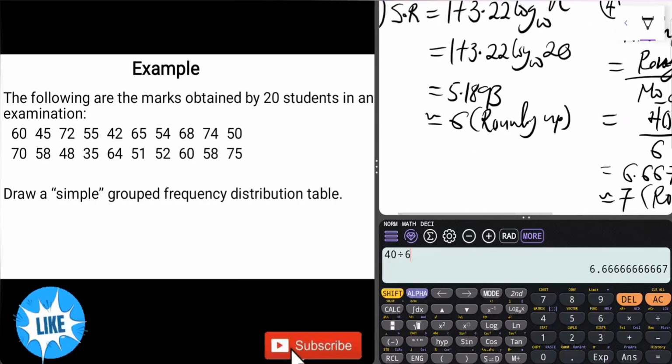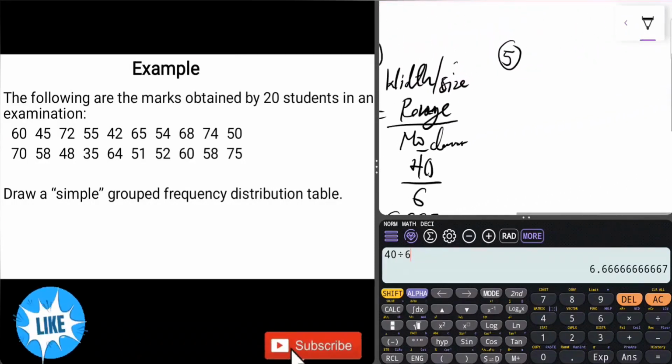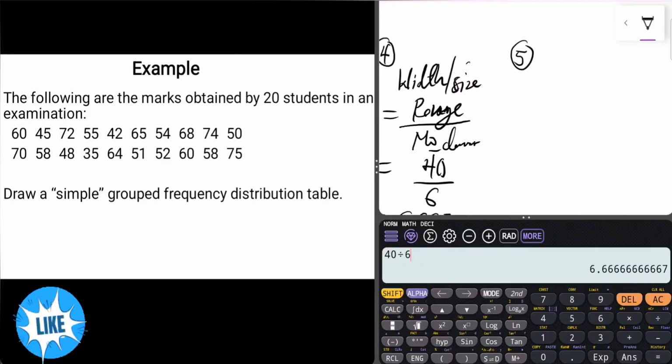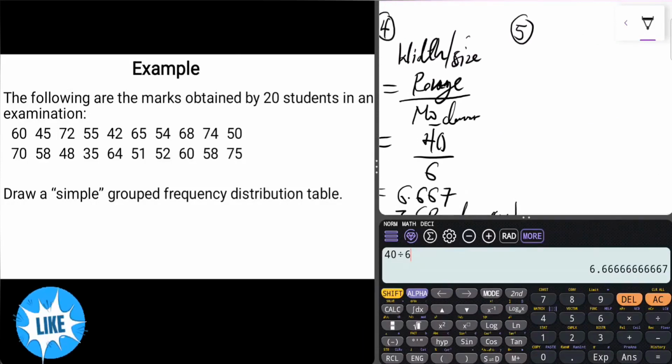6 classes, which we run it up to 6. I hope that is clear. So now the next step we're going to do is to help us calculate how to get the lower class limits for the various classes. And how do you get that?